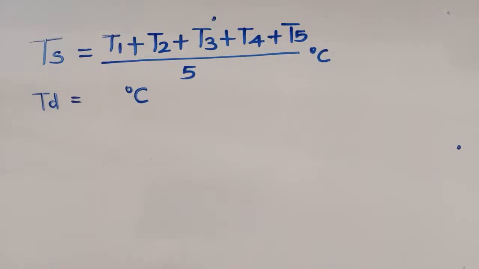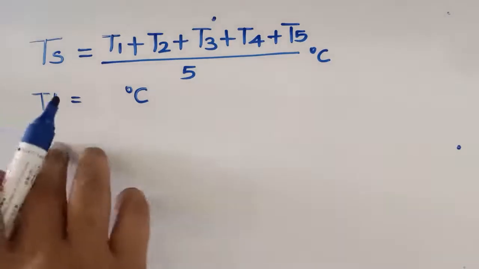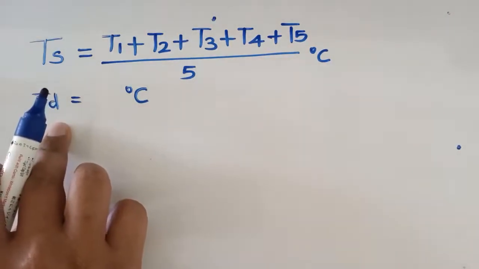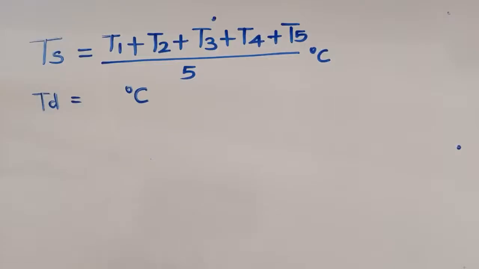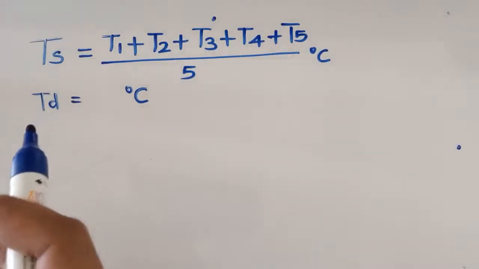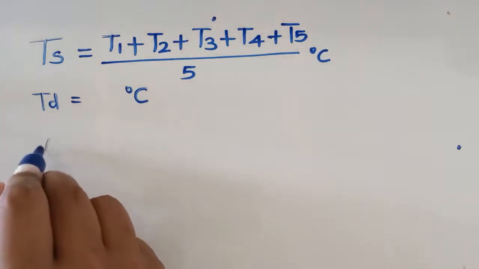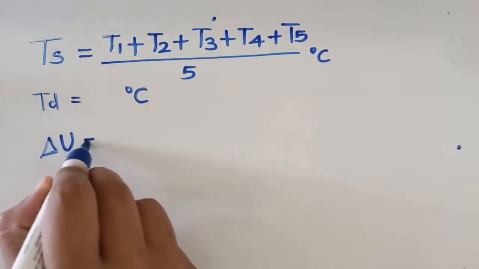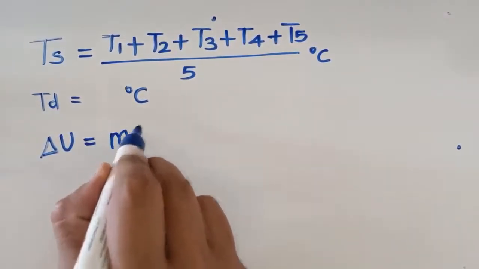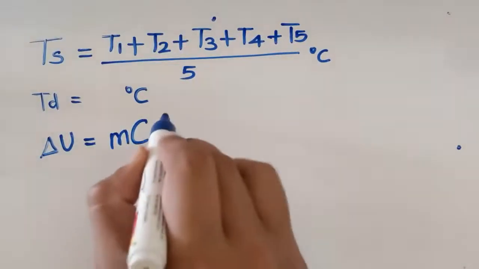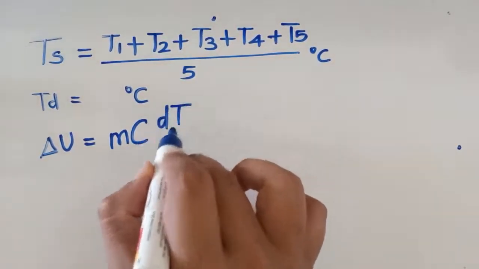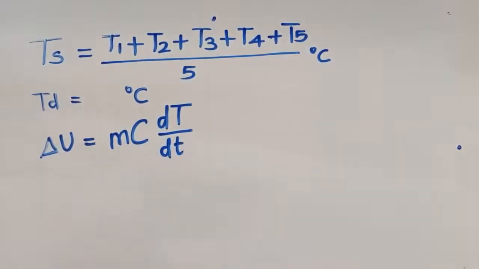So the temperature of the disk we will also obtain, but then we will need not only the temperature but the temperature gradient. So what exactly is the physical understanding behind this mathematics? Because of this radiation heat exchange, the internal energy of the disk will increase, and this internal energy increase rate is given by the simple formulation. If there is an increase in internal energy, which is delta U, it will be equal to the mass of the disk multiplied by the specific heat of the disk multiplied by the change in its temperature with respect to change in time.